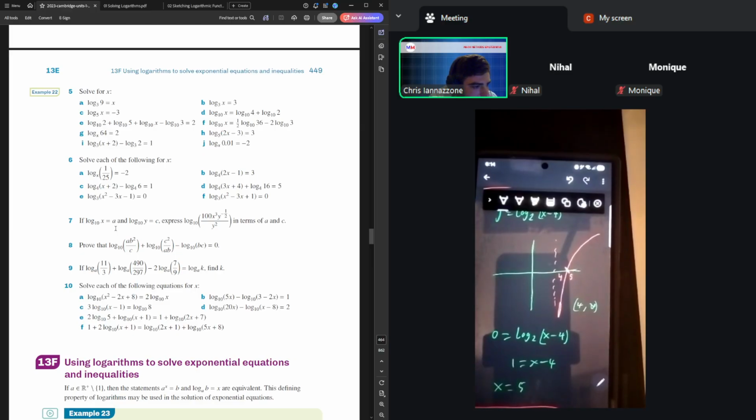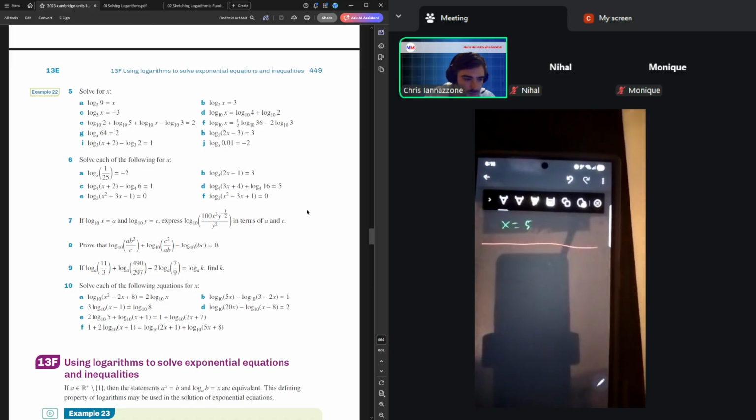Like, what's a good one? Probably 8, right? Prove that this nasty string of logarithms equals 0. I don't think we did that one in any of the classes. So let's see what we can do here. Practice our log laws of simplification.